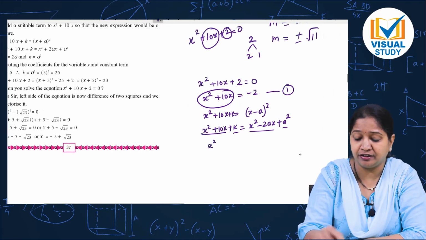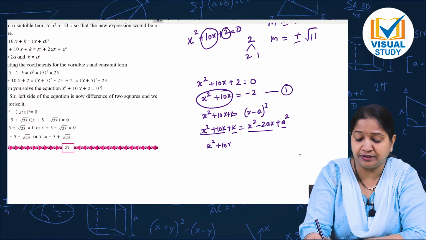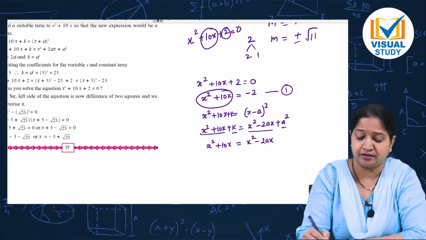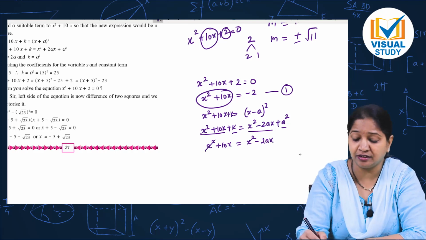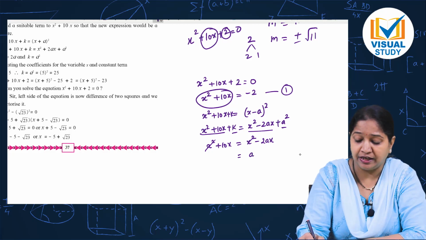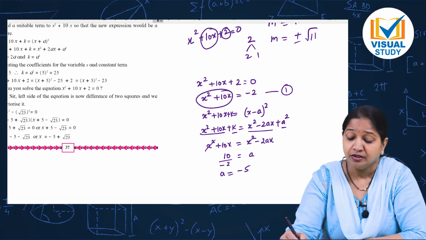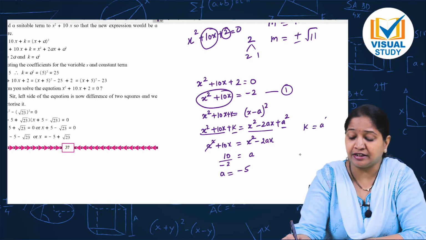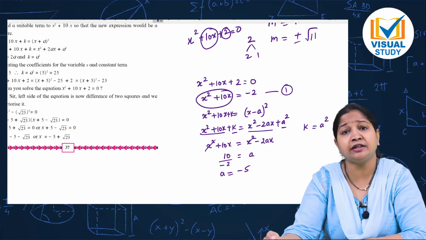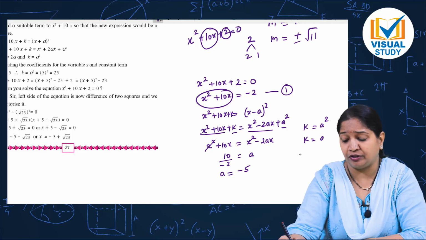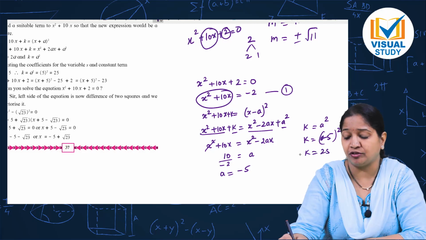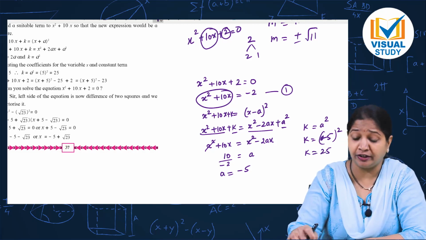That is x square plus 10x equal to x square minus 2ax. Here x square will get cancelled, x will get cancelled and a is equal to 10 upon minus 2, and a you get minus 5. And comparing, k is equal to a square. Now put the value of a in k. k equal to minus 5 whole square and k equal to 25. Now you got k equal to 25.